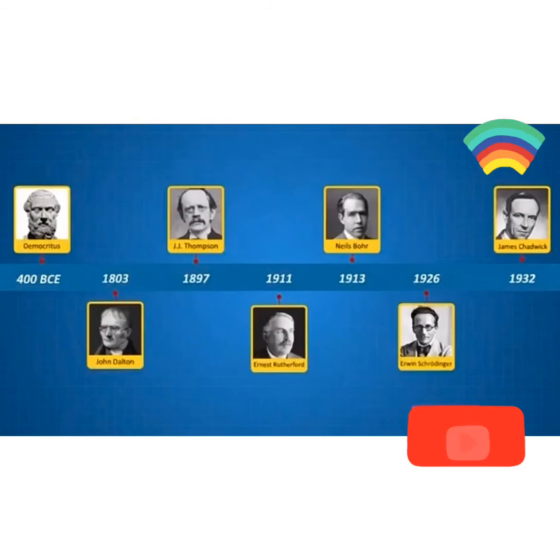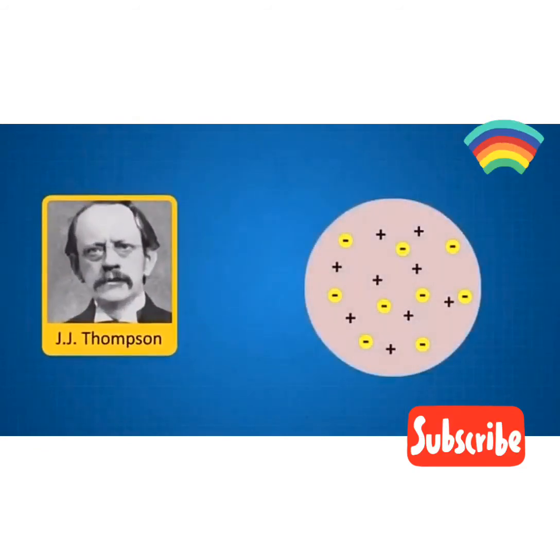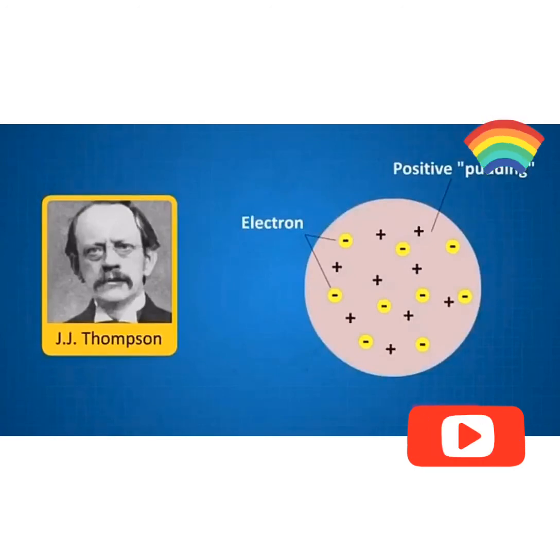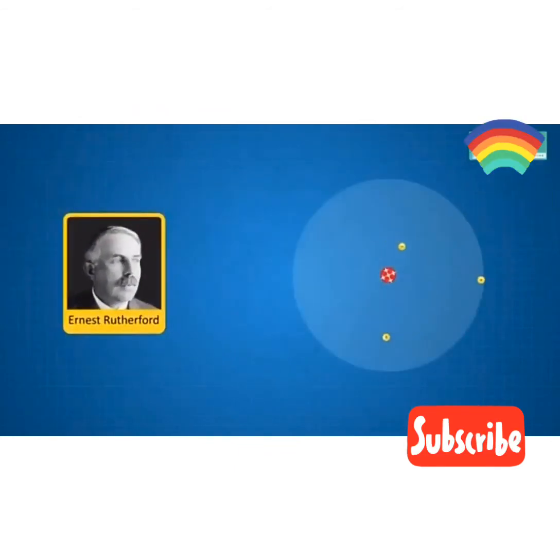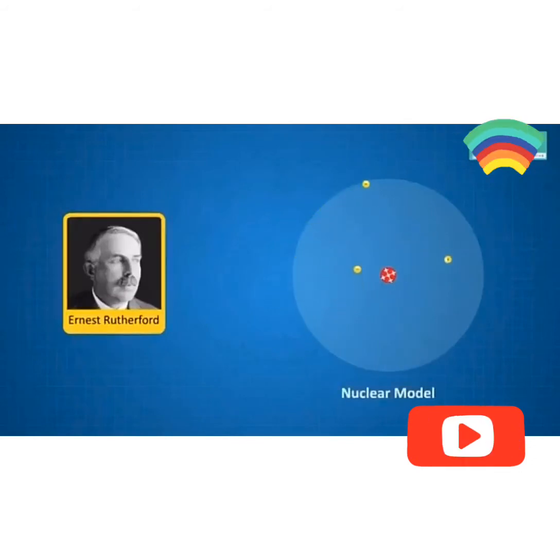A few years later, in 1897, J.J. Thomson was the first scientist to discover a subatomic particle, the corpuscle, which was later named the electron. In 1911, Ernest Rutherford developed the nuclear model of the atom.